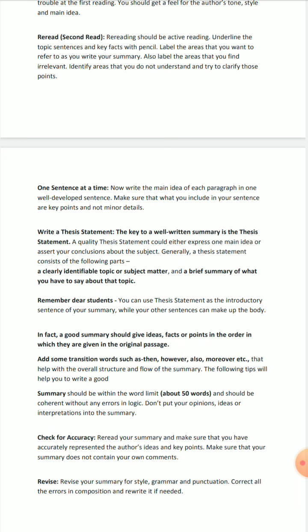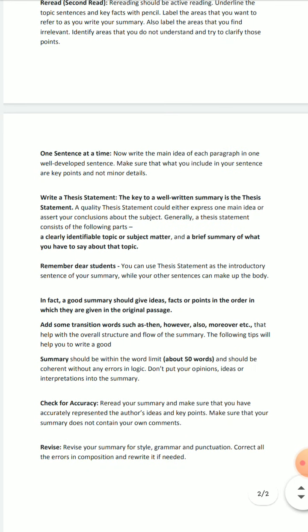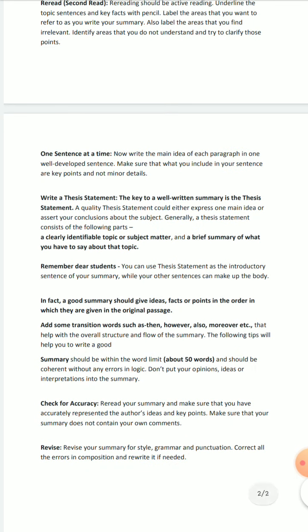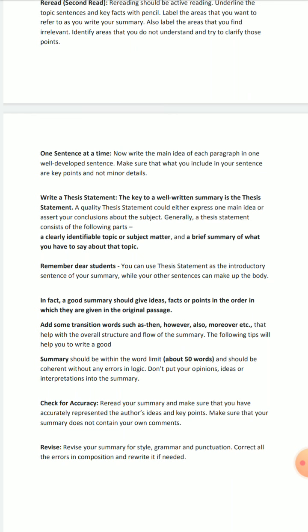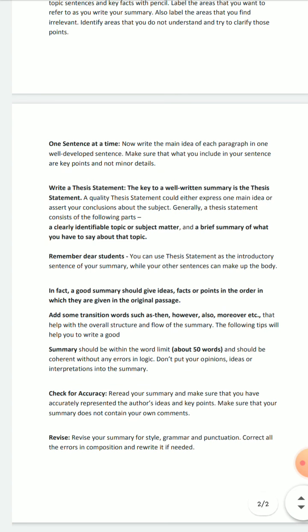Also label the areas that you find unimportant or irrelevant. Mark them up so that you can differentiate between the relevant and the irrelevant points. Identify areas that you do not understand and try to clarify those points. Again, you have to mark those points you do not understand, so that later, on your third reading, you can make them clear. One sentence at a time. Dear students, this is a very, very important tip.